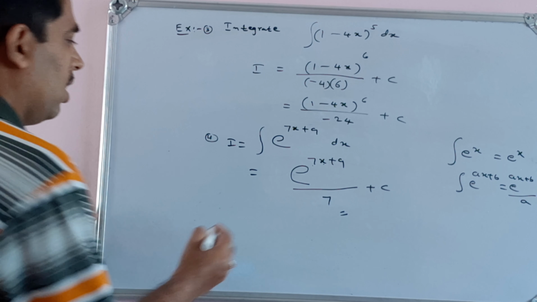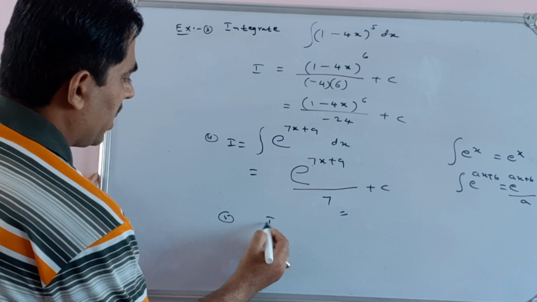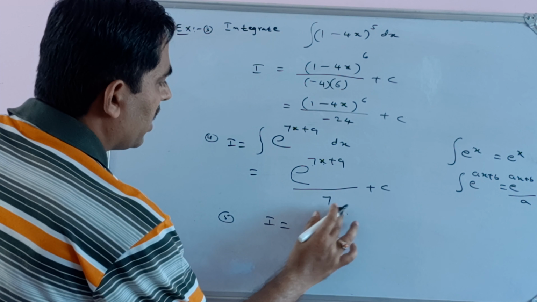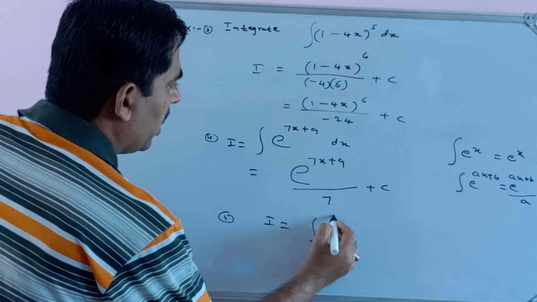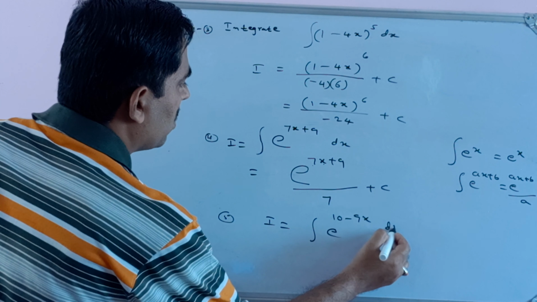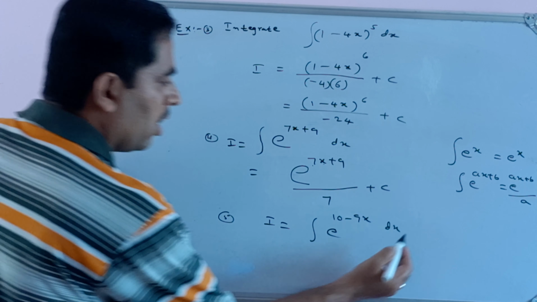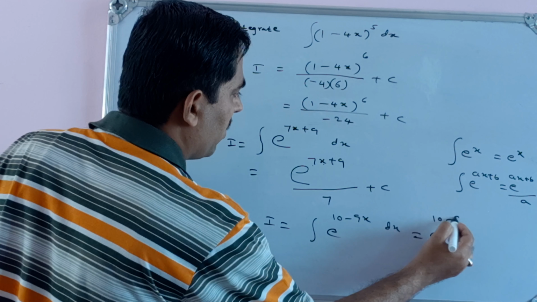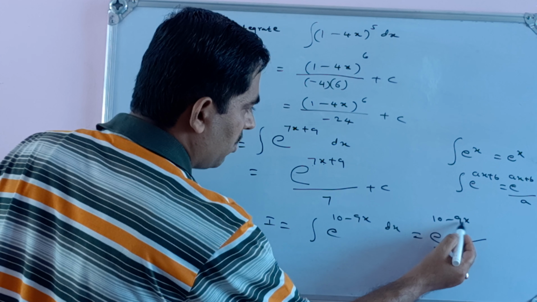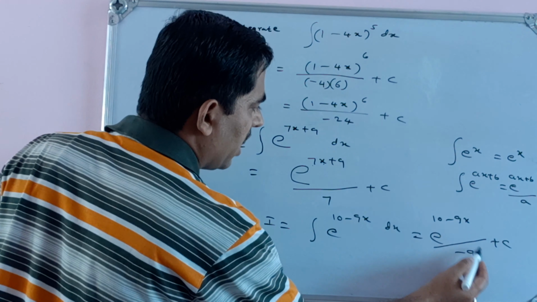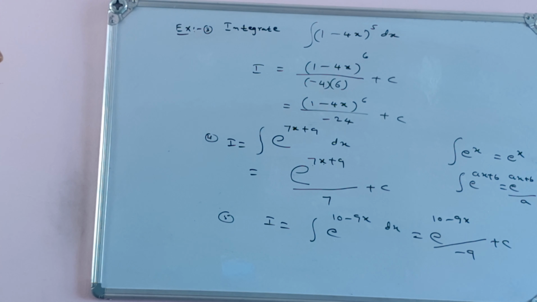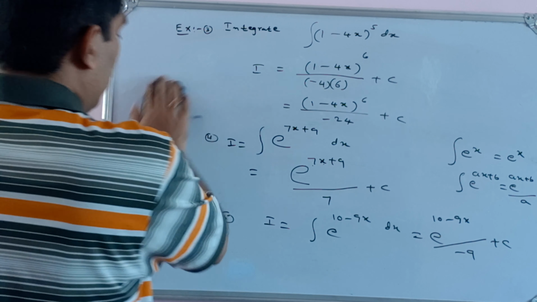Okay, so in this way you can take your own examples, change the coefficient and go on writing the integrals. Let me take another one. If I want to get the integral of, say, e to the power of 10 minus 9x. See, this is very simple. It is e to the power of 10 minus 9x divided by the coefficient of x, which is minus 9. Write that coefficient of x in the denominator. Okay, so that will be your integral.